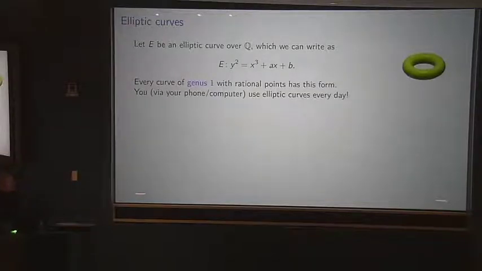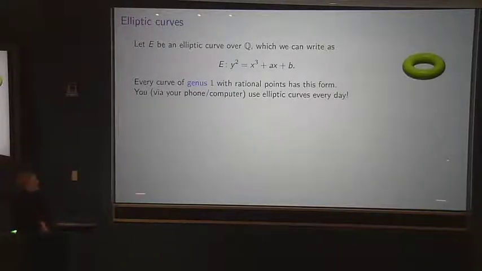Genus 1 curves, provided they have at least one rational point, are known as elliptic curves. And if this were a number theory seminar, this would have been my first slide, because every number theory talk worthy of the name should begin with the sentence, let E be an elliptic curve. And you might say, how can that possibly be?